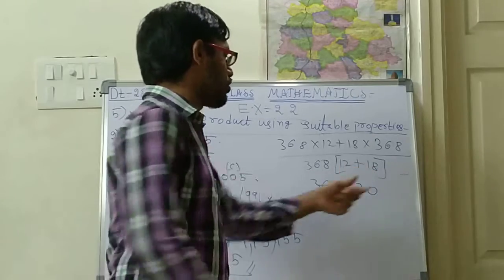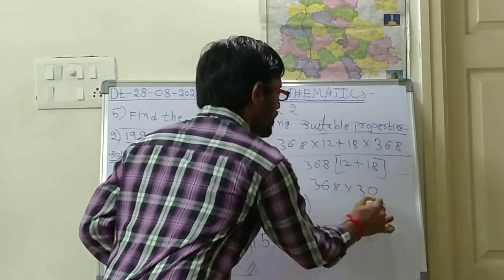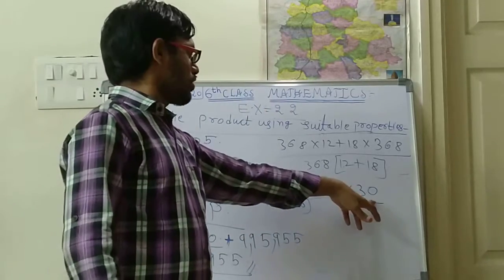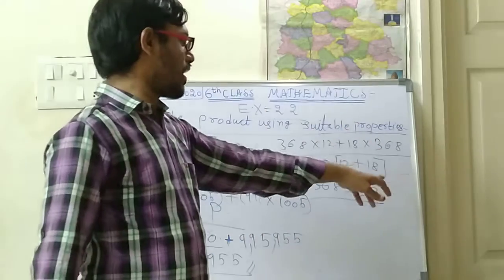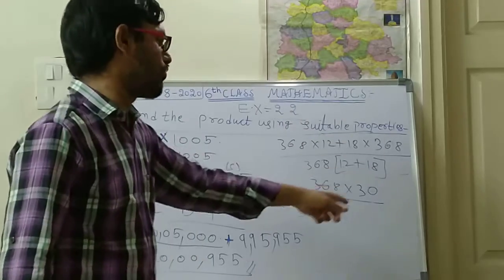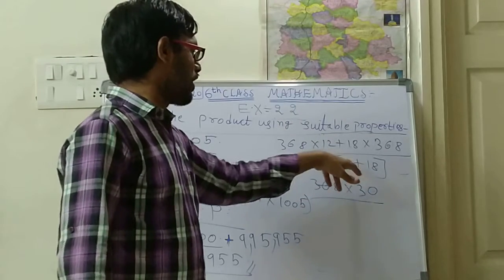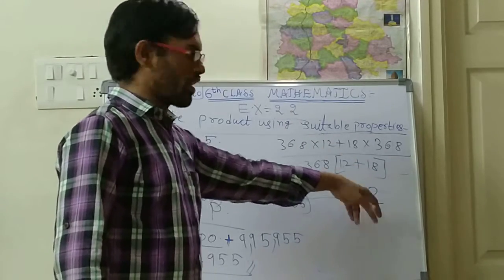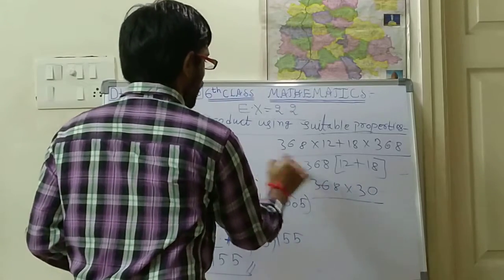So 18 plus 12 is 30. So please correct that in your books also if you have written it. So 368 into 12 plus 18 is 30. Okay. So now 368 into 30.